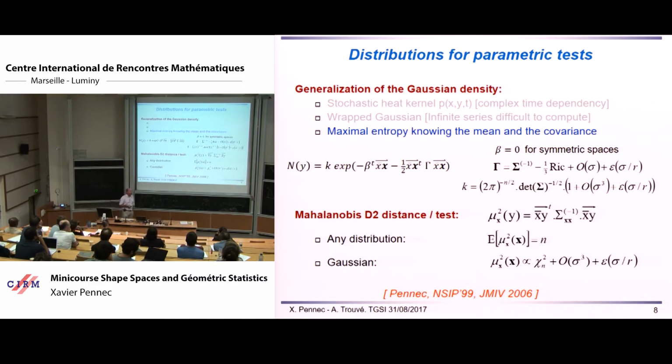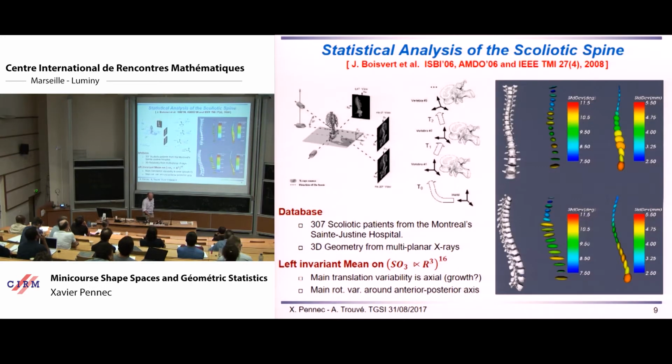So there still seems to be some interesting stuff to do, and we can derive the approximate distribution. It turns out that it's quite a good approximation of the chi-square distribution if the variable is Gaussian. Okay, so that's just an example of the type of statistics we can do. Here, this is an example of statistics on the spine.